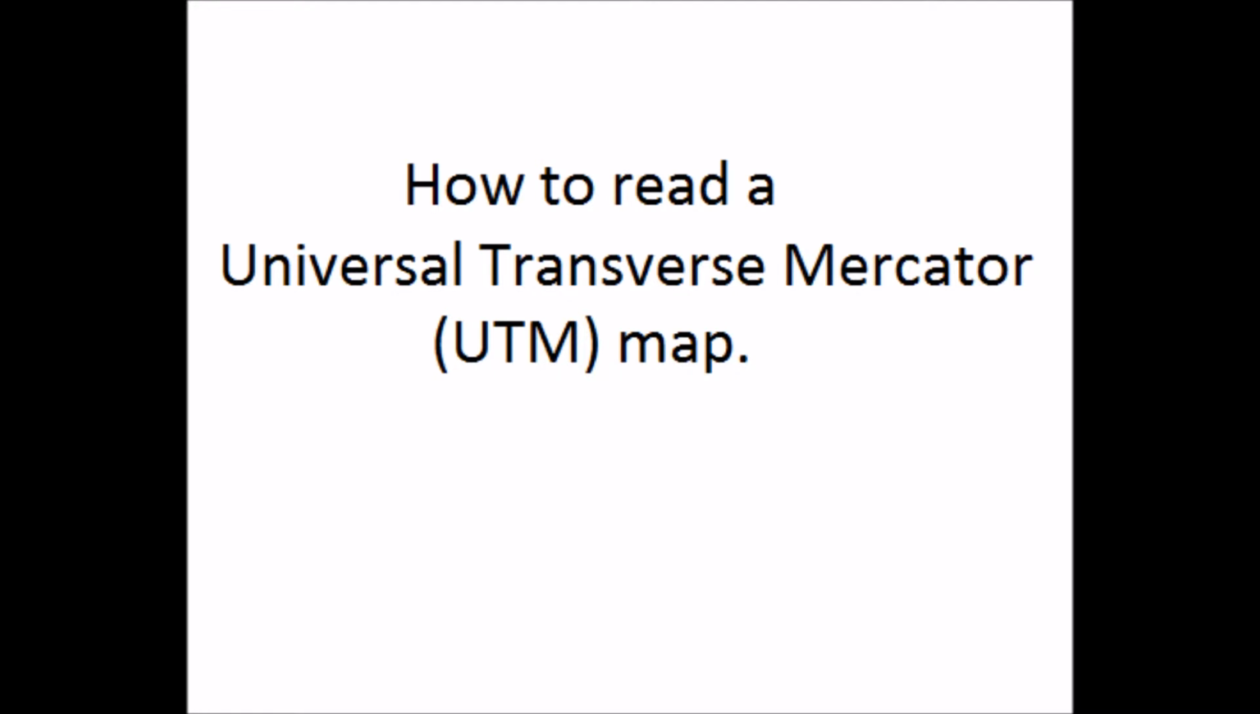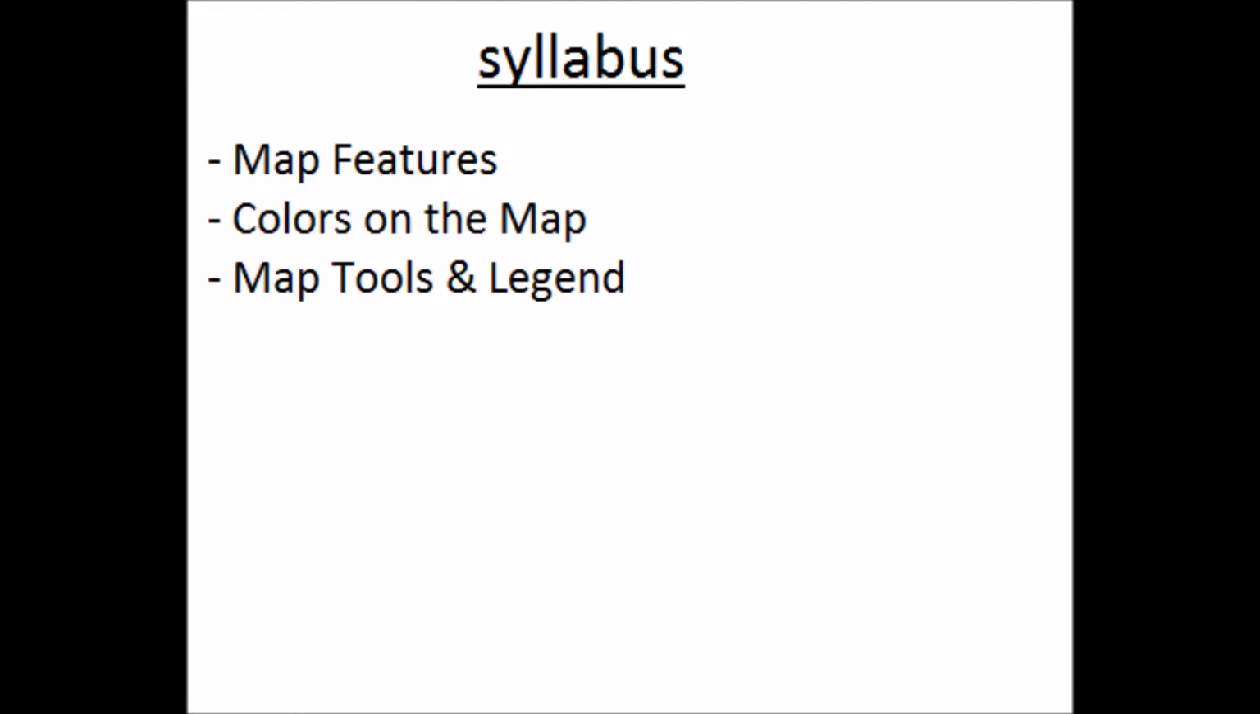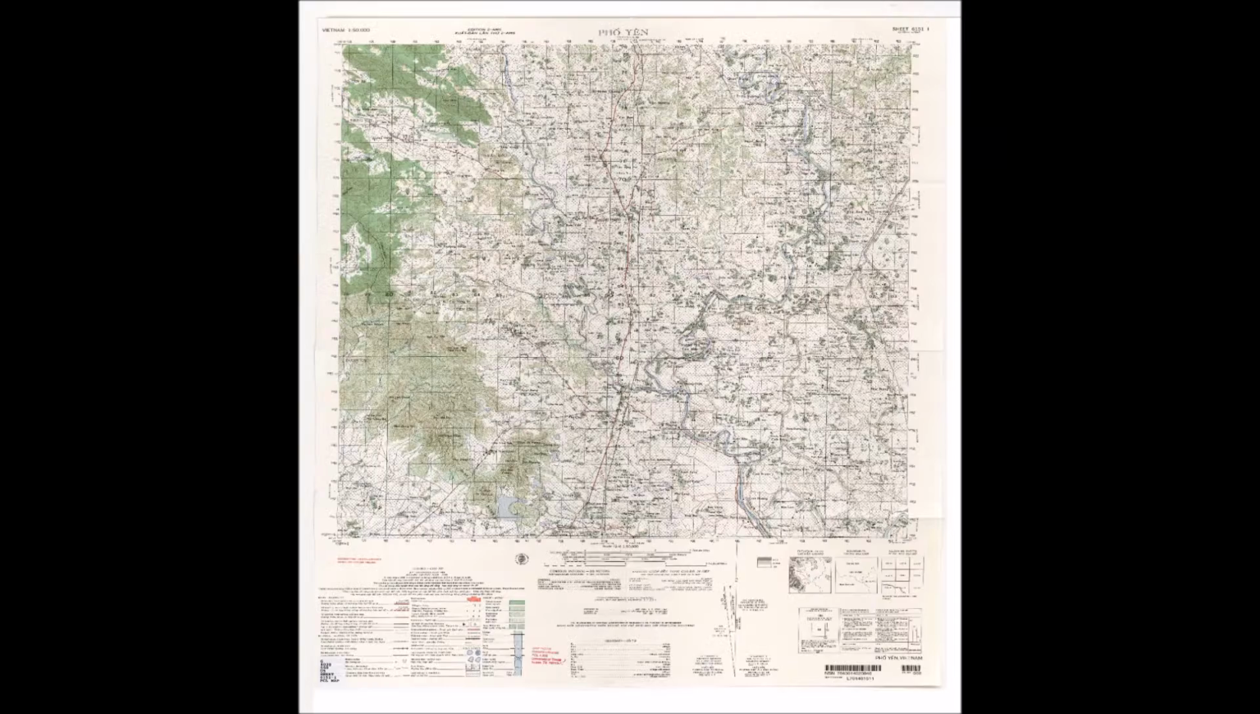This is a short video on how to read a UTM map. This is a short overview of what we're going to be going over. We're going to go over the map features, the different numbers, the lines, and all that, and what that means, the colors in the map, what they represent, the map tools and legend, what they are, and how to use them. This is the map we're going to be using for reference.